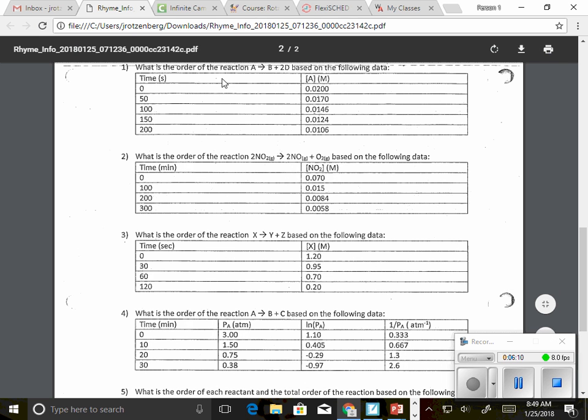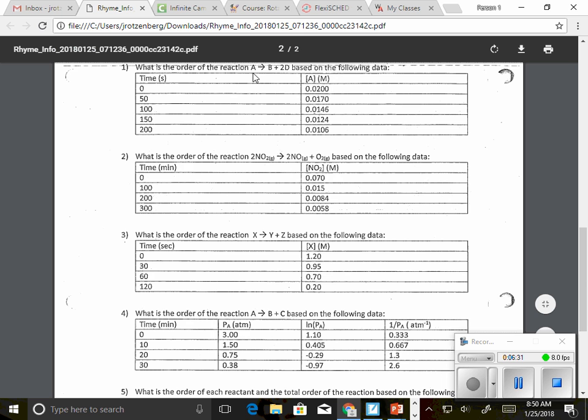Now notice in this first reaction, there's only one reactant, A. So that makes our rate expression a little bit easier. It'd just be rate equals k times A to the x power. What we'd want to figure out is what is that order of the reaction.